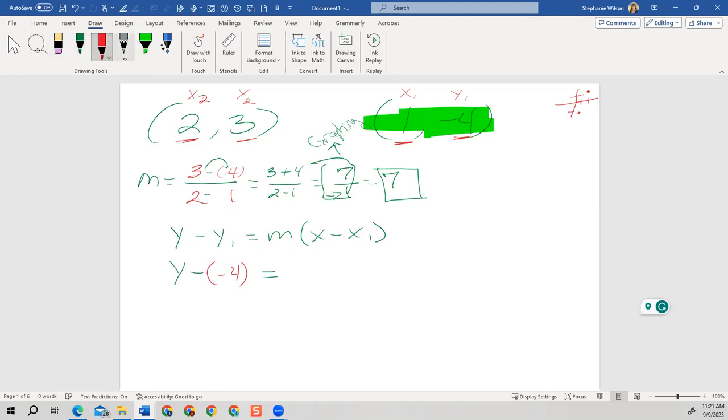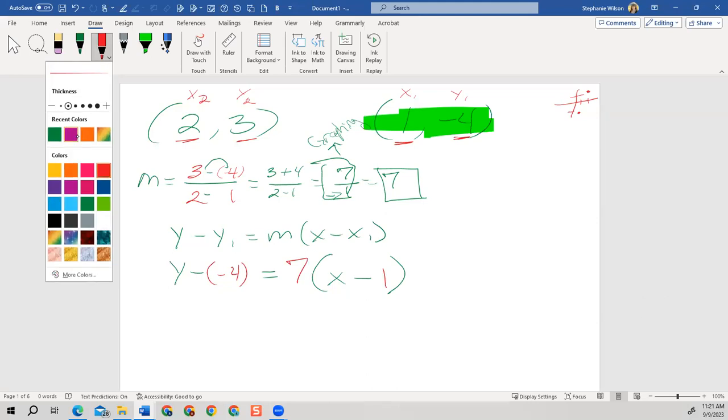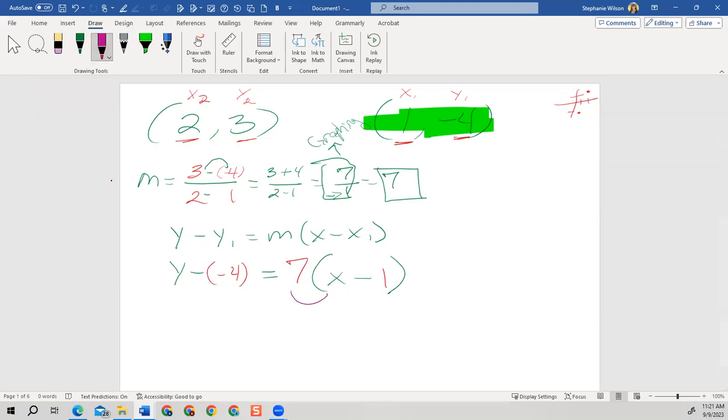Equals, and my slope is 7. Now I have x minus my x value from that ordered pair, which is 1. Okay, so now I want to distribute this 7 to everything. Well, hang on. We're going to write it as point-slope form first. I got ahead of myself.